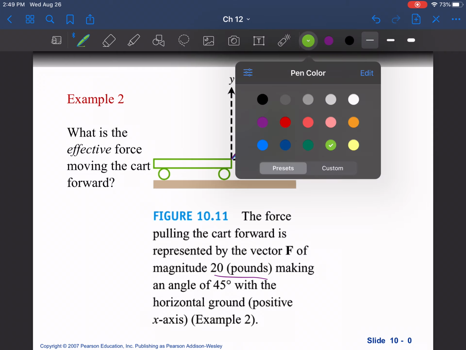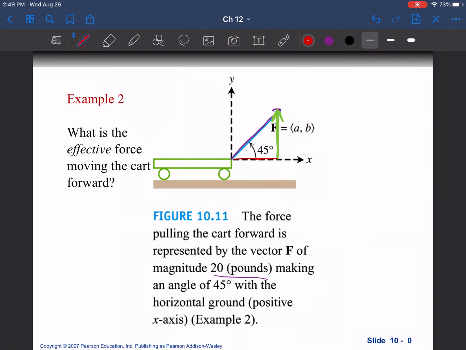But this part right here, this little component or projection, is actually moving it forward. And so we need to figure out what that little part is. We want to figure out this x component, we can call it f sub x, and we'll do it more as the projection. It's f sub x. If this was a triangle and we knew that this was 20 pounds, we'd have to figure it out based on the 45-degree angle.